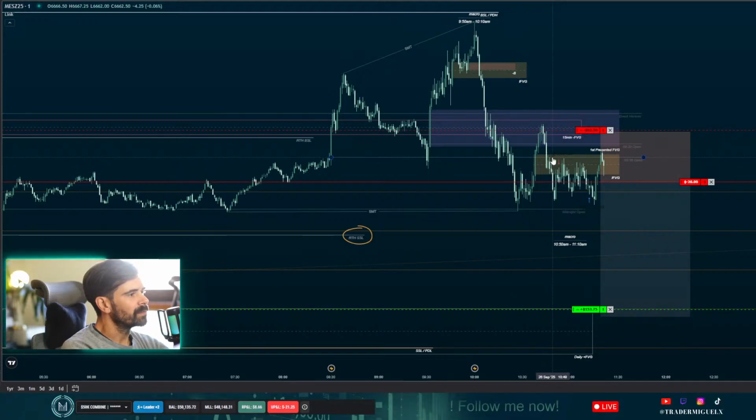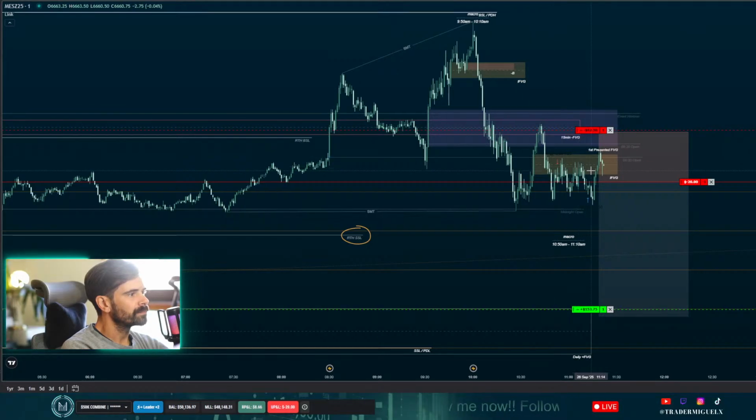So right now we took out these highs, but yeah, I don't think it will get the follow through that we wanted. It will probably target these relative equal highs here first.